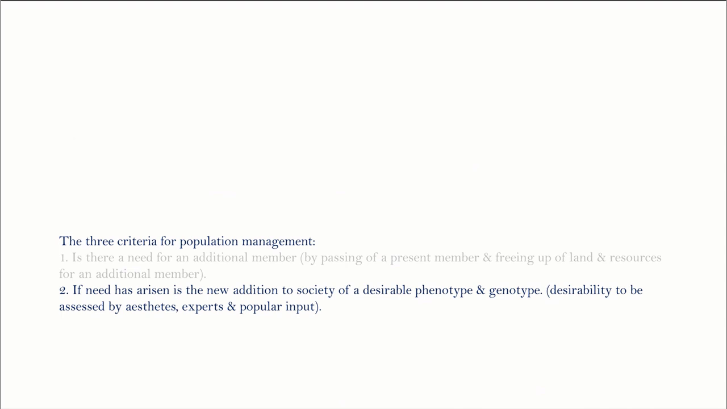So the next criteria for population management is, if need indeed has arisen, and if there is indeed a need, next we may ask if the additional member about to join our society meets criteria and standards of desirability of phenotype and genotype. The standards of desirability may be set by aesthetes or people learned in aesthetics, experts, and also by popular demand.